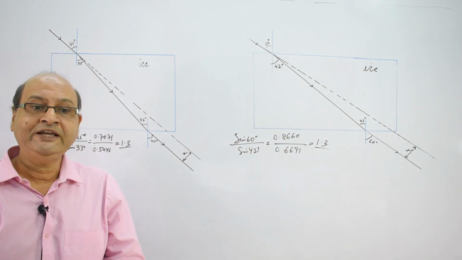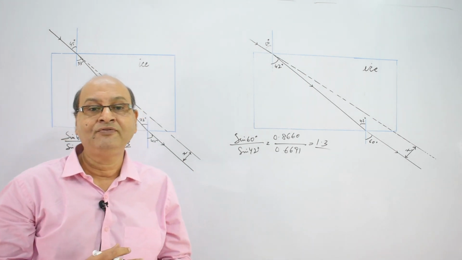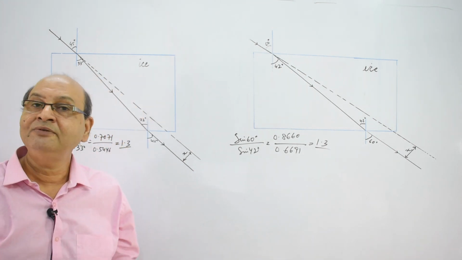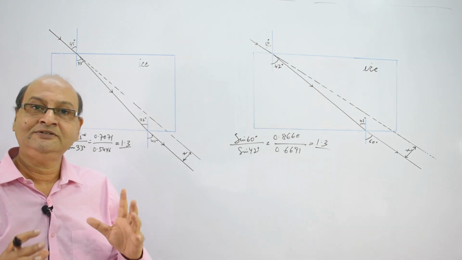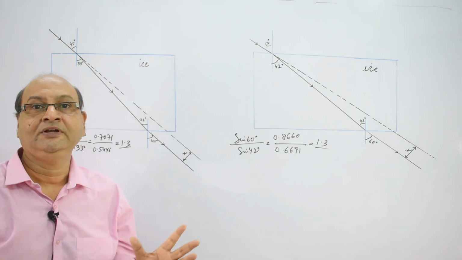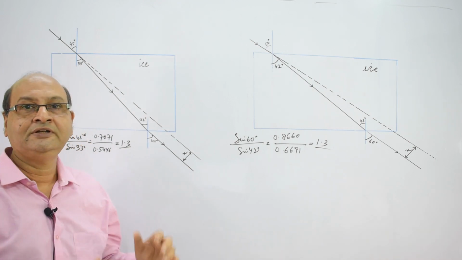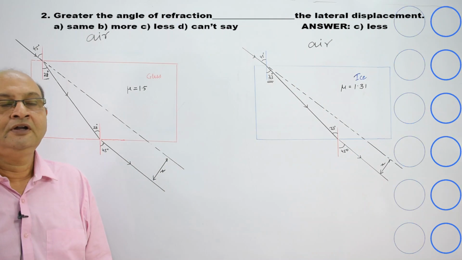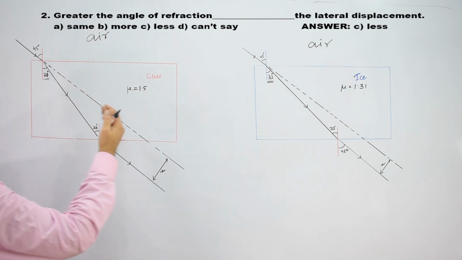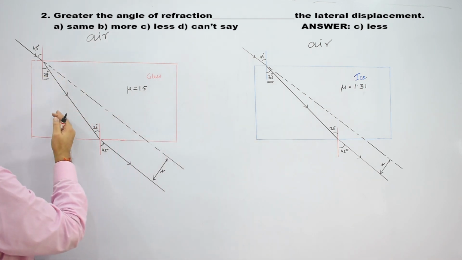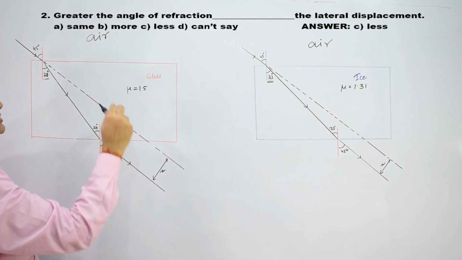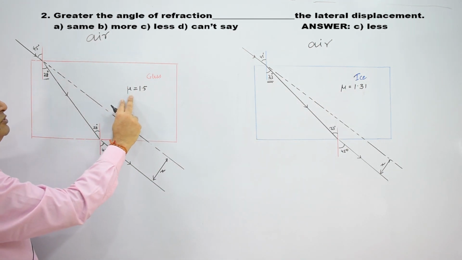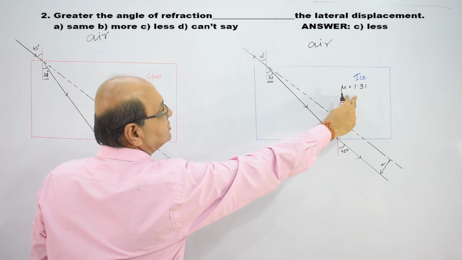Now how can we say that the greater the angle of refraction, the less will be the lateral displacement? For this we have to understand the concept in another way now. That I'll show you in the next slot. Now you can see I am taking two different blocks, slabs. One is of glass and the other one is of ice. The refractive index, you know, of glass is 1.5 and of ice is 1.31.